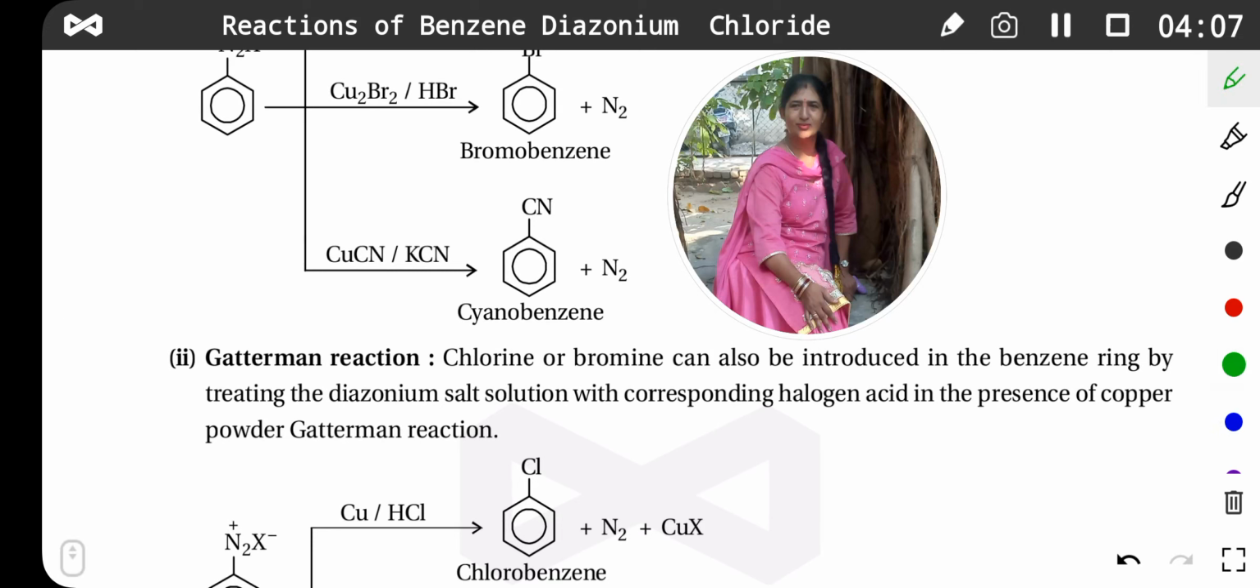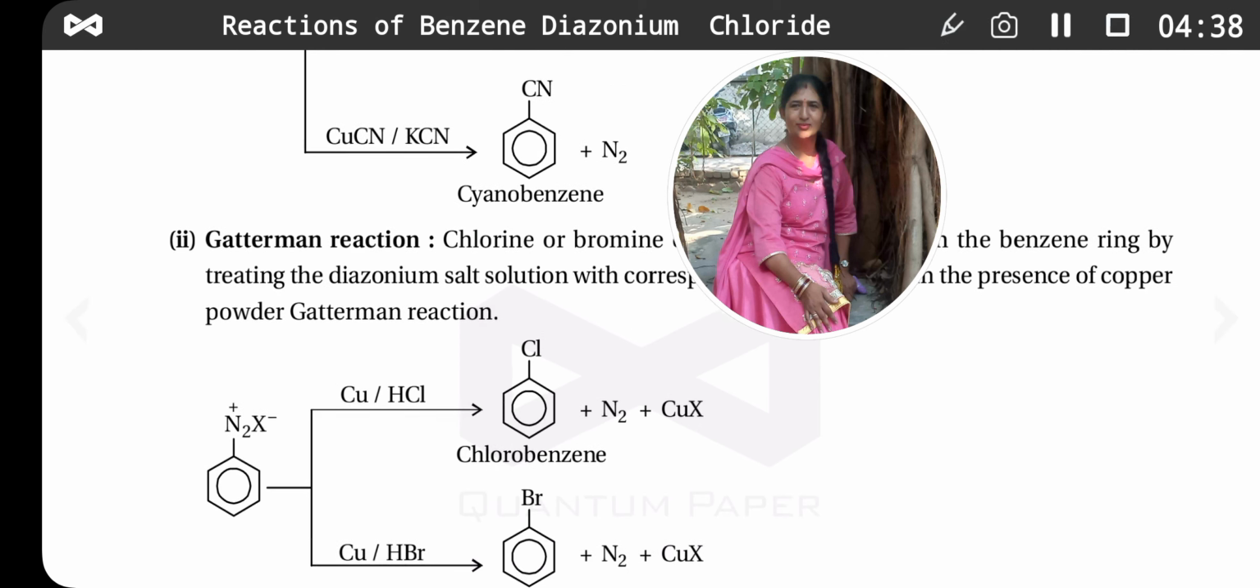Now you can check it out. What is happening here? Chlorine, bromine can also be introduced in the benzene ring by reacting the diazonium salt solution with the corresponding halogen acid in the presence of copper powder. Here you are taking copper powder. That is the difference between Sandmeyer's and Gattermann reaction. And the same kind of product would be formed. So here you can check it out.